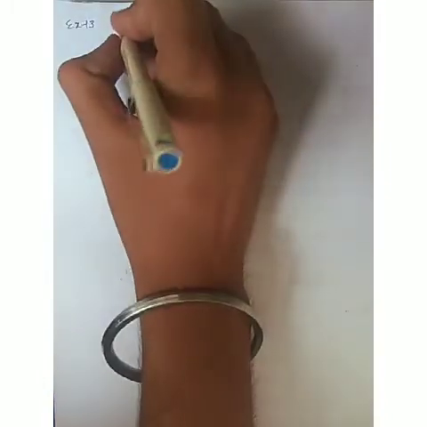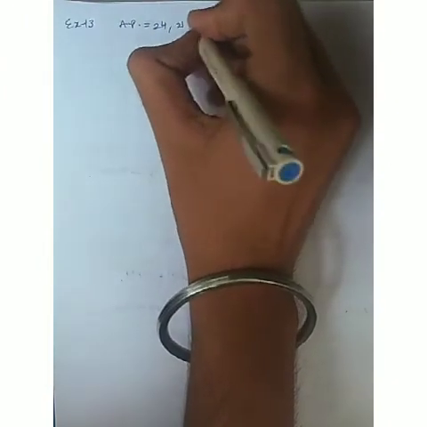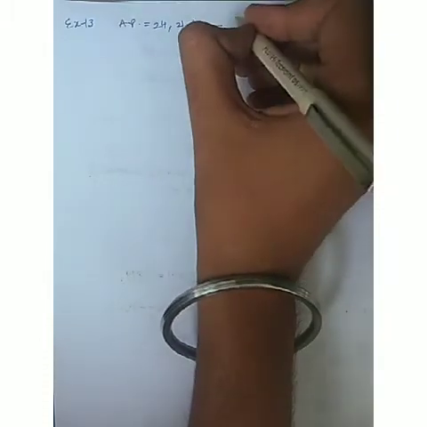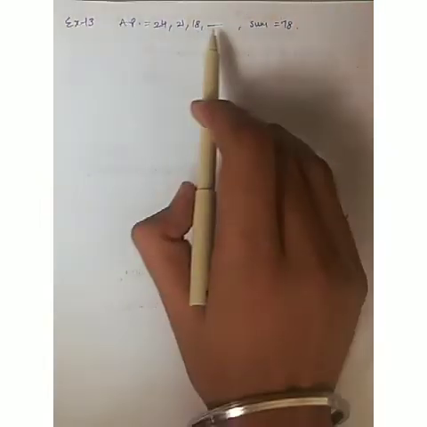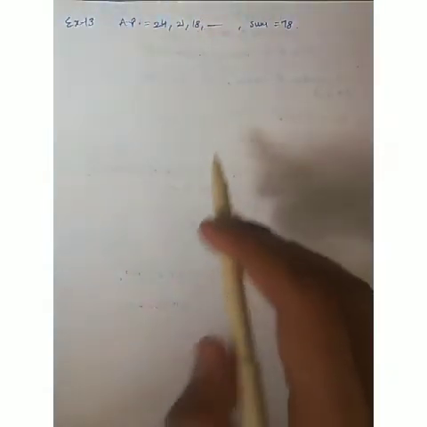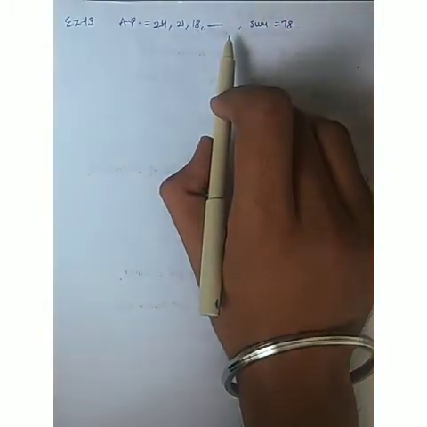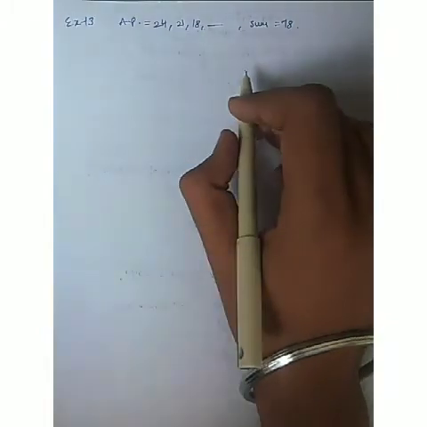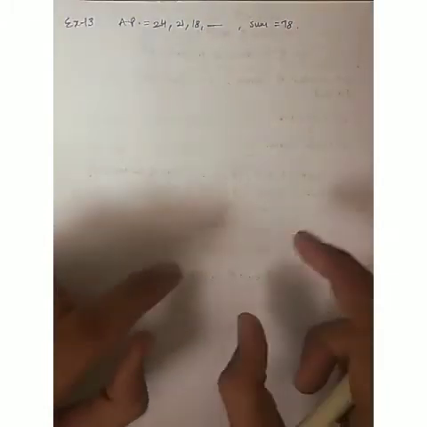So let's move to the 13th example. In example 13, the AP given is 24, 21, 18 and so on, and the sum is also given. The sum is 78. Now the question here is, how many terms when added will give the sum 78? Sum is given, AP is given, but we don't know the number of terms. Of course, in every formula, when all of the things are given, one thing will not be given. So we have to find that one thing only.